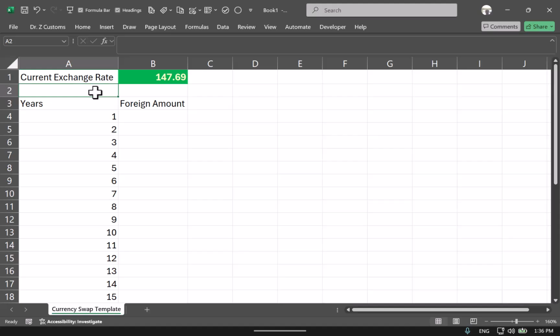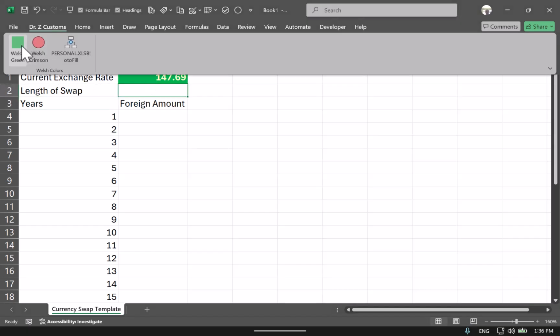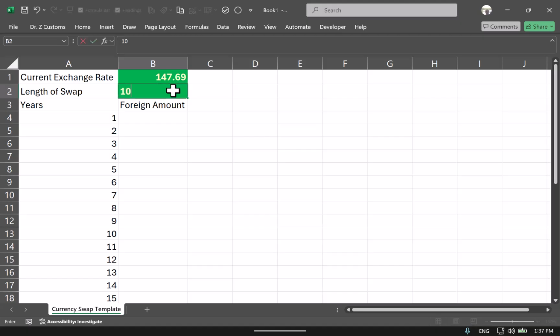And this is length of swap. Let's say this is 10 years. To help us to enter the numbers, I'm going to put in a special format.